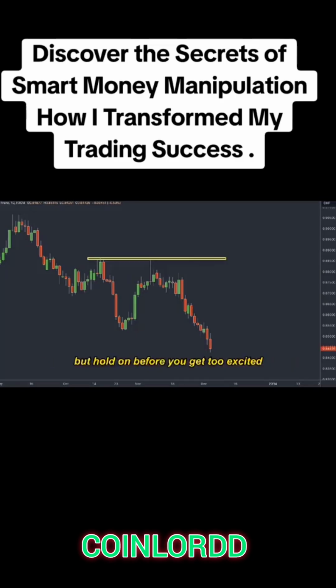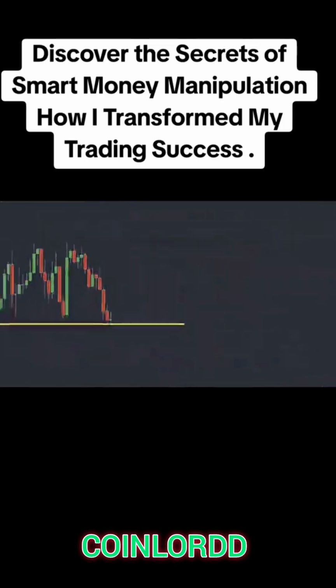But hold on, before you get too excited, there's something you need to be aware of. The market can play tricks on you, especially those big players, the market makers. They have a few sneaky traps up their sleeves designed to shake you out of your positions and make you nervous. One of the most common traps is called stop loss hunting, and it's something every trader needs to watch out for.